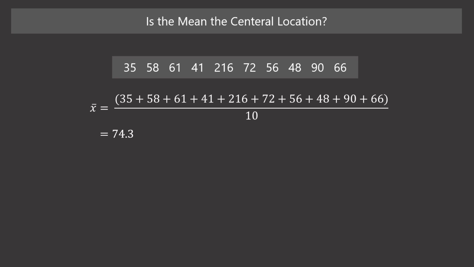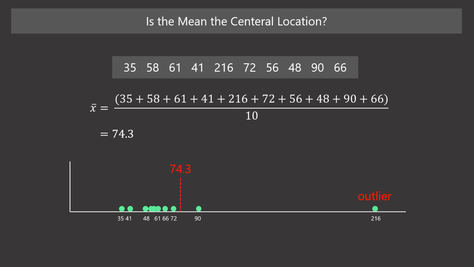Let's see these 10 observations. Now we can calculate the mean in this way. The mean is 74.3. However, you may think that 74.3 is not an appropriate value to represent the center because only two observations are above 74.3. The mean value of 74.3 does not seem to properly represent or summarize the dataset.